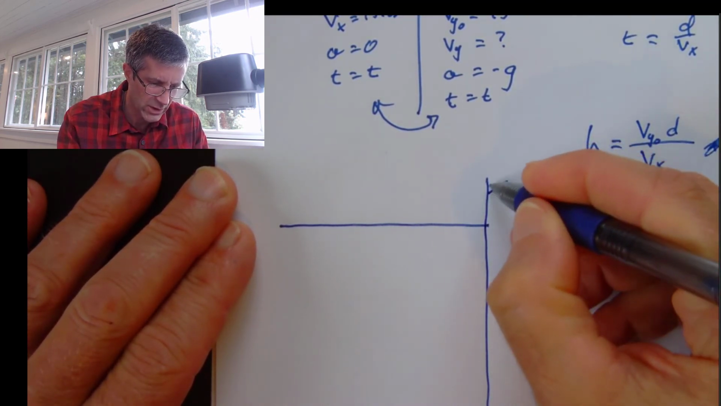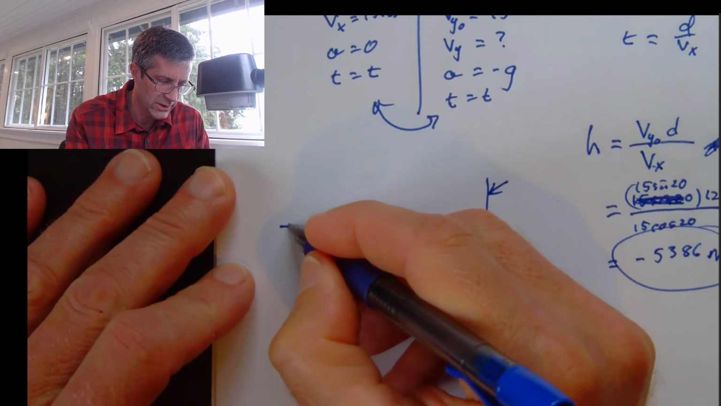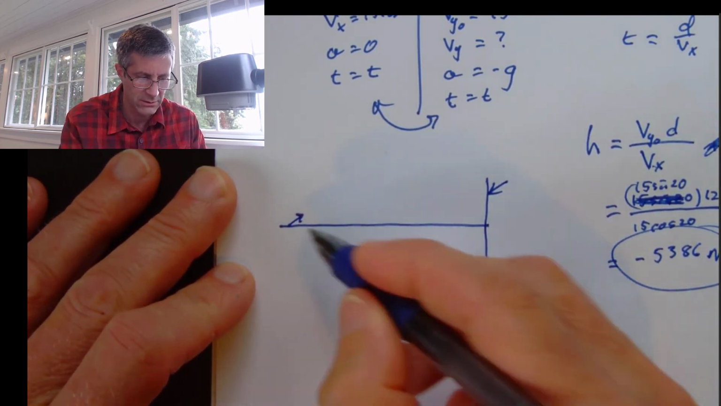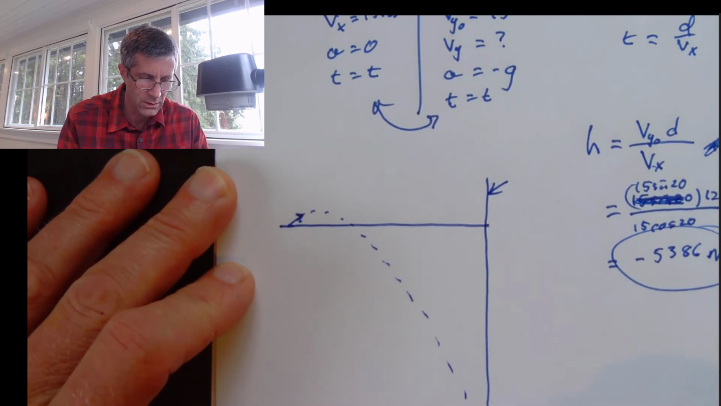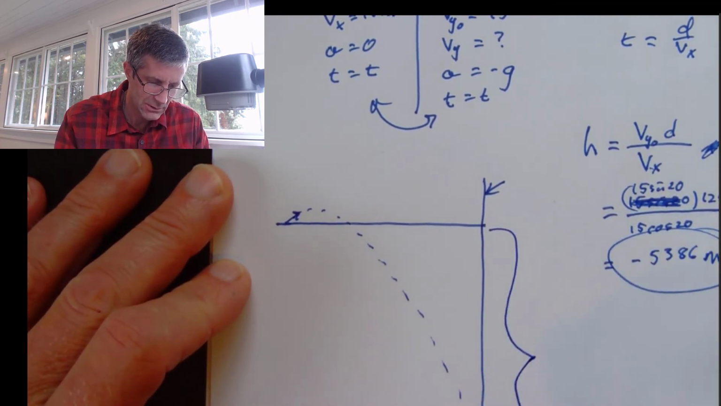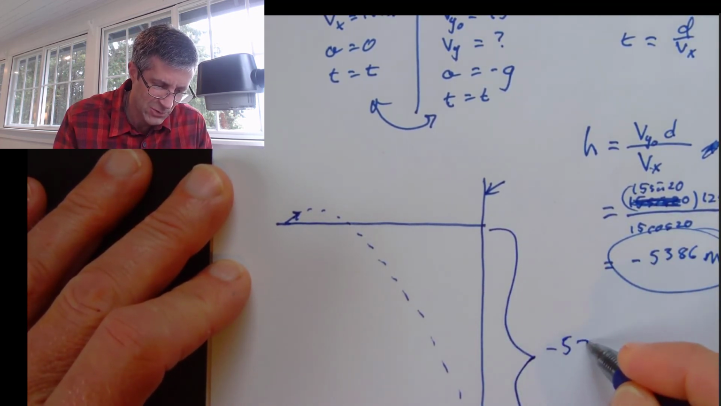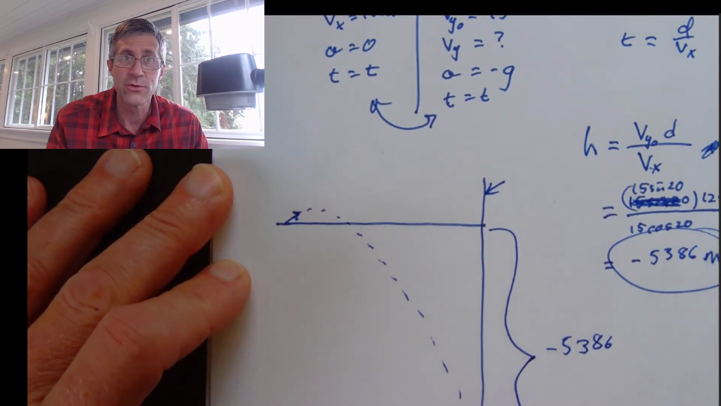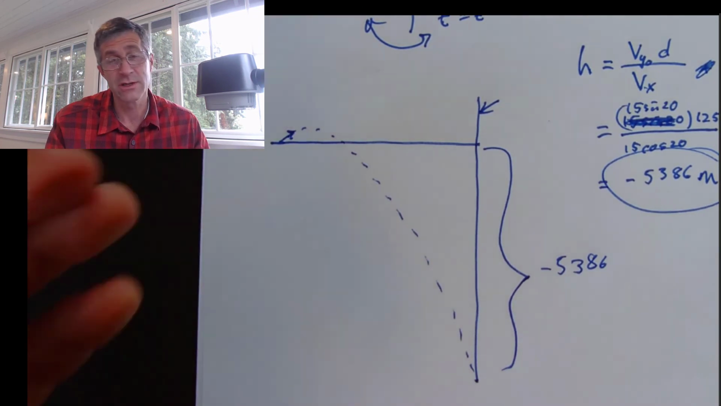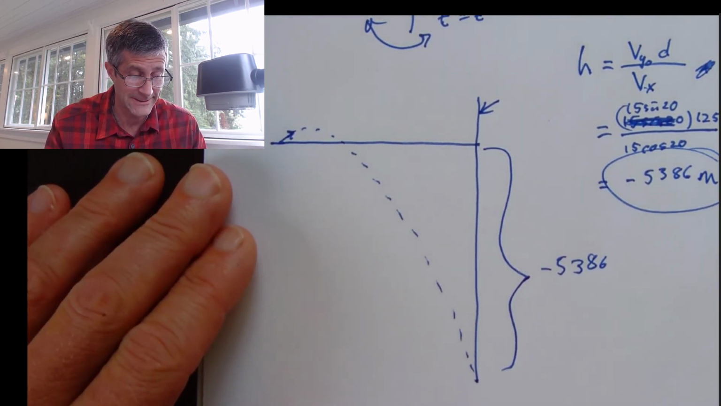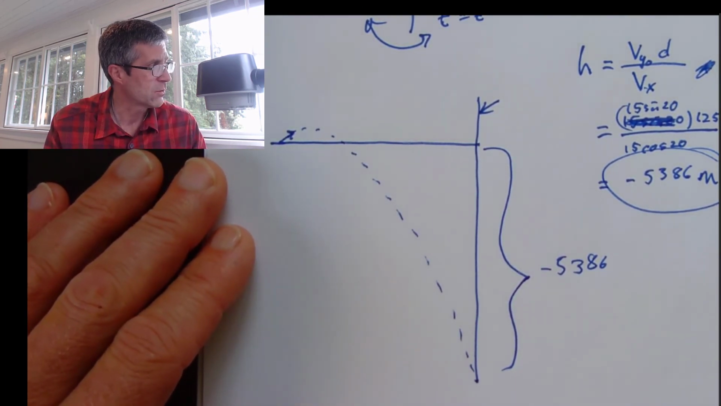I was asking where on this wall the armadillo hits when I shoot him off, right? So it turns out it's going to go like this, and when he hits the wall, he's going to be down minus 5,386 meters from where I threw him off. Right? So the math worked. I just set up an awkward problem.